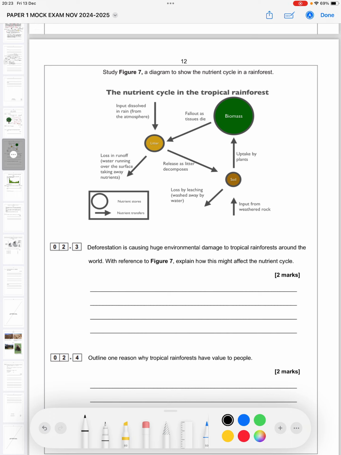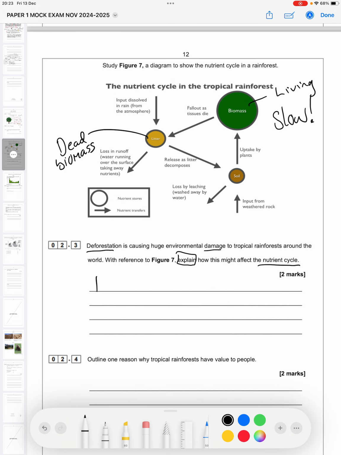Study figure 7. Again, slow down. Your revision should indicate to you that the biomass is basically living things in an ecosystem. The litter is basically dead biomass. And then the soil is indeed the soil. The larger the circle, the more nutrients there are. So we're looking at this question. Deforestation is causing huge damage to tropical rainforests around the world. Explain, with reference to figure 7, how this might affect the nutrient cycle. Take your time, read it through.